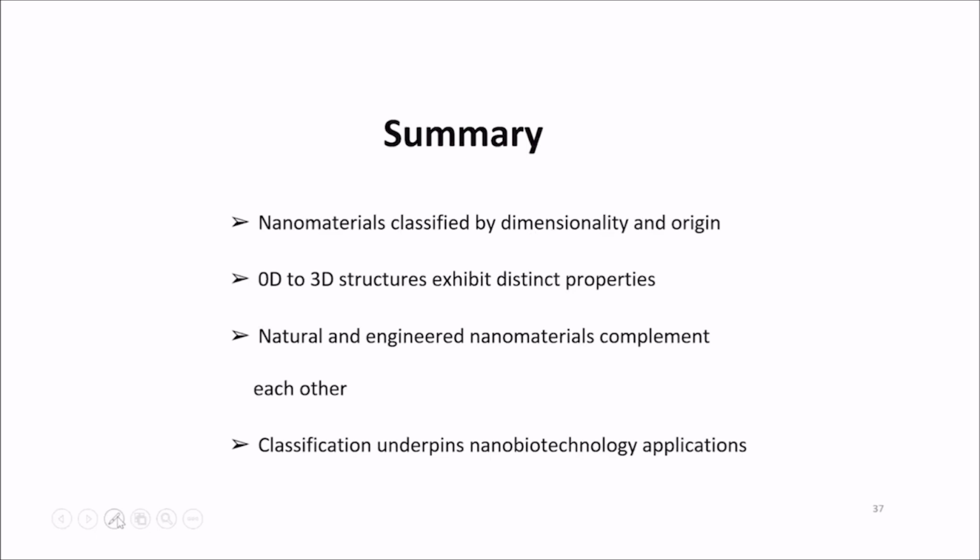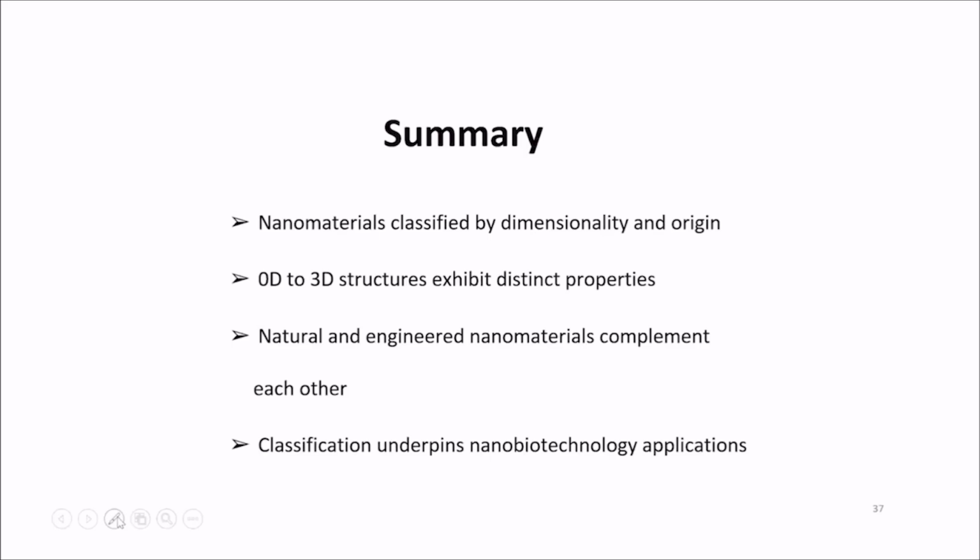For example, in drug delivery, zero-dimensional polymeric nanoparticles are mostly preferred, in nanoelectronics, one-dimensional and two-dimensional materials dominate, and in catalysis, metal and metal oxide nanoparticles are widely used. So according to the use, you see different classifications are suited for different applications. And so, to conclude, in this lecture, what we have learned is that nanomaterials can be systematically classified based on dimensionality, composition, origin, and structure, and each classification provides insights into their behavior, performance, and applications.